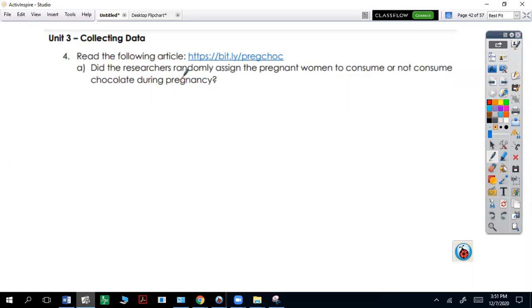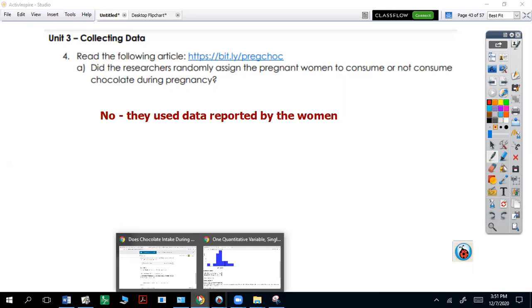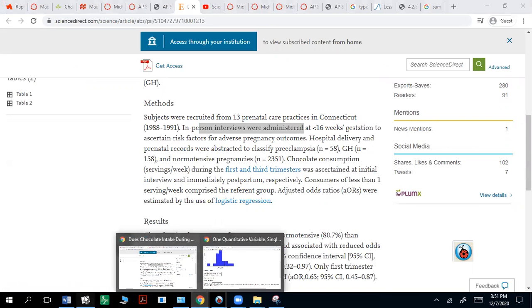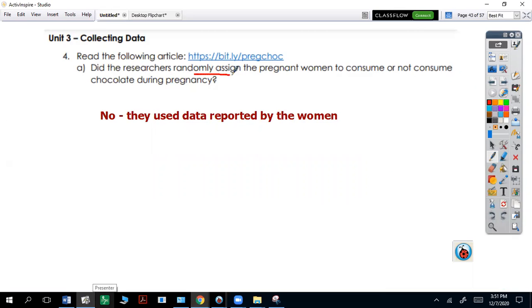Did the researchers randomly assign the pregnant women? The answer is no. They used data reported by the women. If you look back over here, you can see they were recruited from 13 prenatal care practices in Connecticut. In-person interviews were administered. Interviews, that's reported. So they were not randomly assigned.